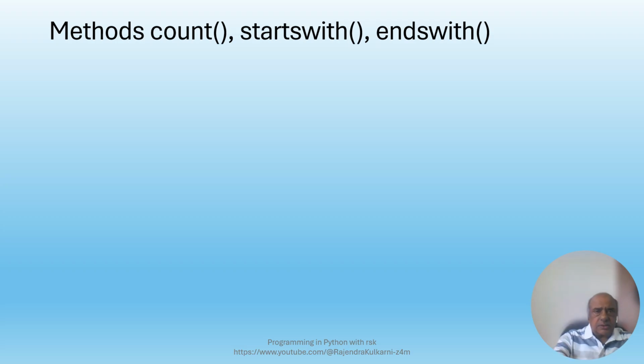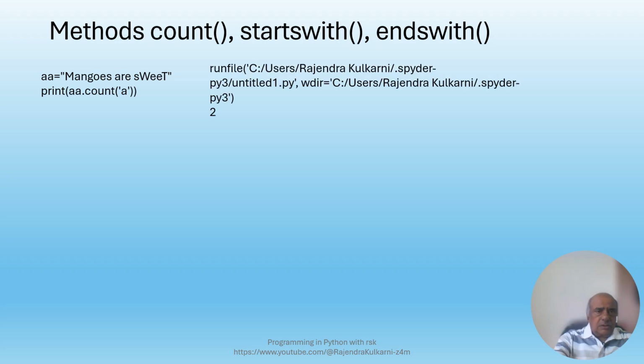Then there are methods count, startswith, endswith. Count gives us the number of times a particular character is appearing in the string. Here we are asking the method a.count to find out how many times a is appearing in the string, and the output is 2.